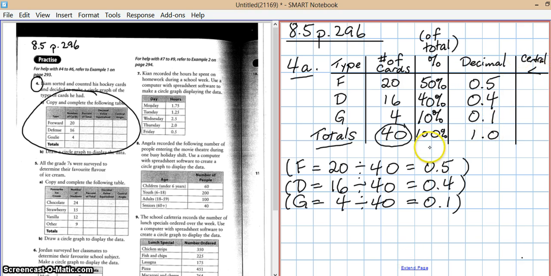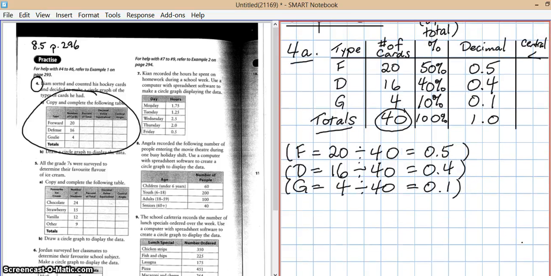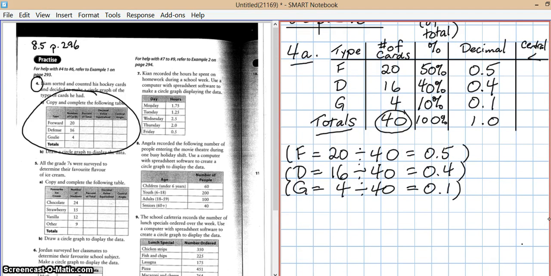Now we have our percents, and we have our decimals, which correspond to the numbers of types of cards out of 40. What we need to do next, before we even construct our circle graph, is figure out what the central angle is. That's the last column up here, but since there's not enough room to do the calculations, I'm going to do them down below, in a different color so that it's more easily distinguishable. With the forward, we calculated that the decimal equivalent was 0.5. So 50% of the total is represented by the forward cards.